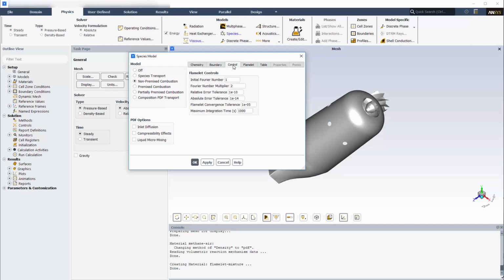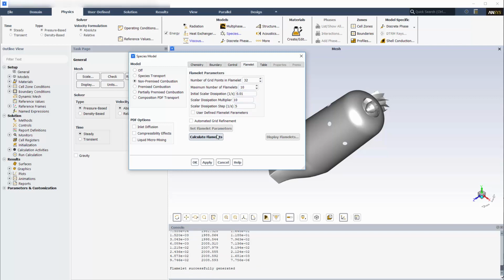Flamelet controls can be used to change how the flamelet is numerically described. These settings are rather advanced, so I will keep the defaults. In the flamelet tab, I can control the size, maximum number of flamelets, and the scalar dissipation of each flamelet. Once I am satisfied with my flamelet definition, I generate the flamelet file. This can be saved, modified, and used in different simulations.